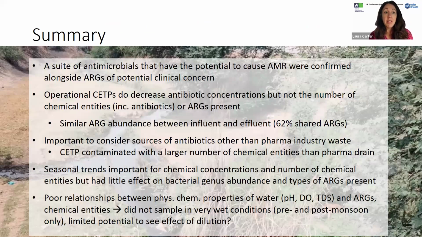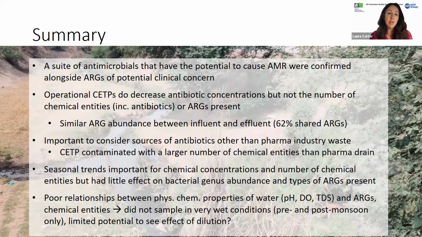So just to finish in terms of a summary, the antibiotics that we've been able to identify have the potential to cause antimicrobial resistance, alongside us being able to detect ARGs of potential clinical concern. Where CETPs are in operation and they are working, this does decrease the antibiotic concentrations for the chemicals which we were interested in, but it doesn't seem to have an effect on the number of chemical entities or the ARGs.